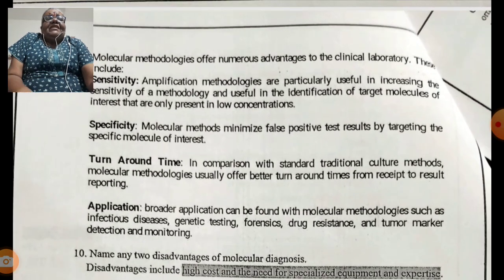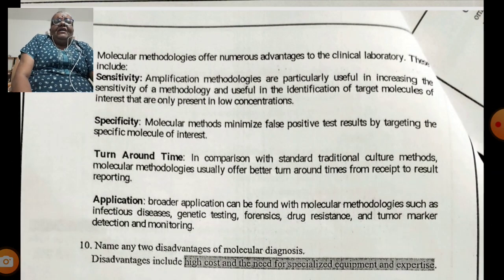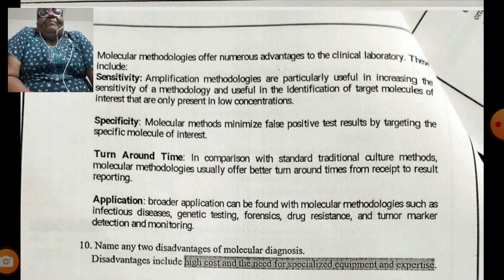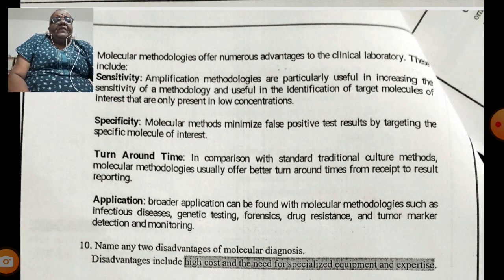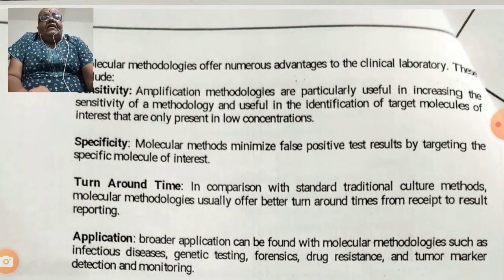And there are disadvantages also. Here we have given a little elaborate answer. This is too much for 2 marks. We have just explained sensitivity, specificity, then turnaround time and applications. So if you just say sensitivity is one advantage, specificity is another one, turnaround time is the third advantage, applications is the fourth advantage, if you just mention the subheadings, it should be enough for 2 marks, but still we have given a little elaborate answer.